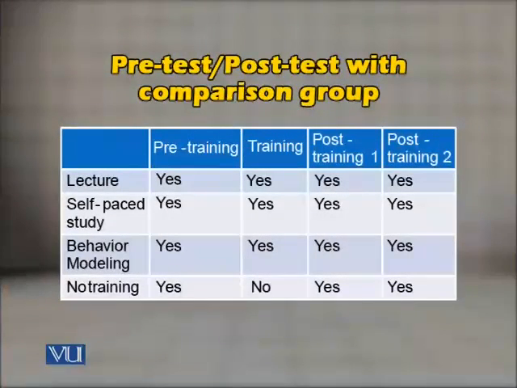ये एक ट्रेनिंग प्रोग्राम कंडक्ट किया गया एम्प्लॉयज को कंप्यूटर स्किल्स सिखाने के लिए. और अब जो ट्रेनर्स हैं वो ये भी देखना चाह रहे थे कि किस तरह से बेहतर सिखाया जा सकता है, लेक्चर से बेहतर सिखाया जा सकता है, या बिहेवियर मॉडलिंग से, या फिर सेल्फ पेस स्टडी ज़्यादा इफेक्टिव है. सो इसमें उन्होंने एक कंपैरिजन ग्रुप भी ले लिया जिनको ट्रेनिंग नहीं दी गई, और उन्होंने प्री टेस्ट ले लिया, देयर वर 40 एम्प्लॉयज इन ईच ग्रुप.